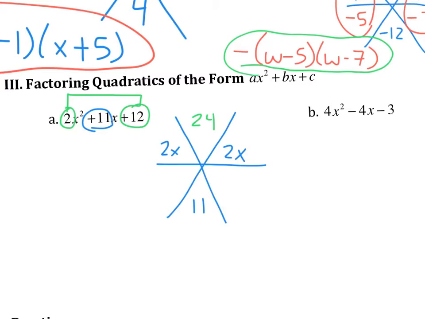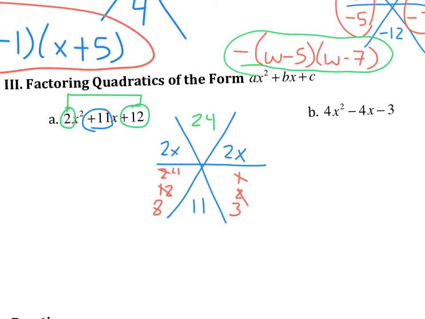So let me just try a few, because it might take a few steps. So clearly 24 and 1, those add to 25, so that's not it. 12 and 2, oh, that adds to 14, that's too big. So what about 8 and 3? Oh, good, that works. So notice it took me a few times to try it, and that's the expectation, is that you will try it more than once.